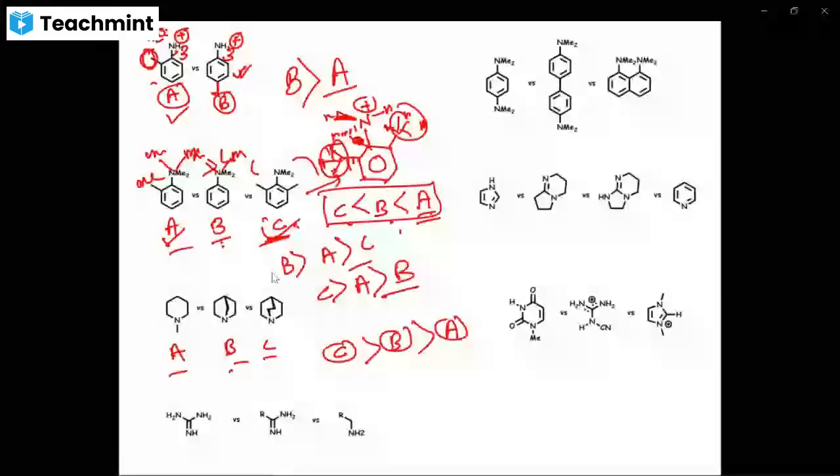Are you sure? Why do you think so? Here you have two carbons, right? And here you have only one carbon. So which is more rigid? B is more rigid, right? So then can you tell again what will be the order?